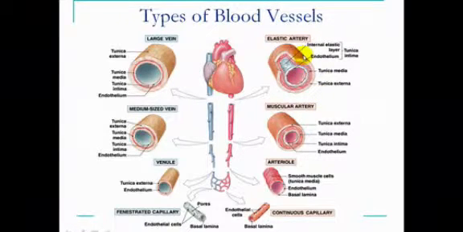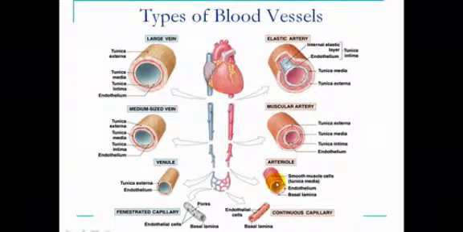Remember the three layers of blood vessels. You have your tunica externa, which is connective tissue on the outside. Then you have the tunica media, which is smooth muscle. And then you have the tunica intima or interna, which is basically the endothelium, which is the epithelial lining of the lumen of the blood vessel. So remember, arteries have a large tunica media, a lot of smooth muscle, whereas veins have less smooth muscle.